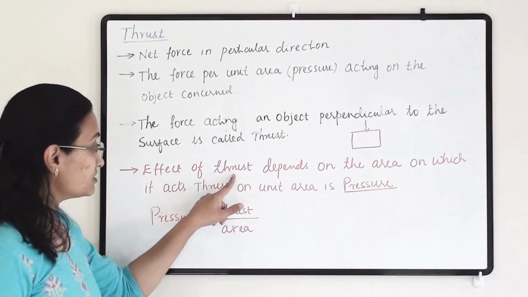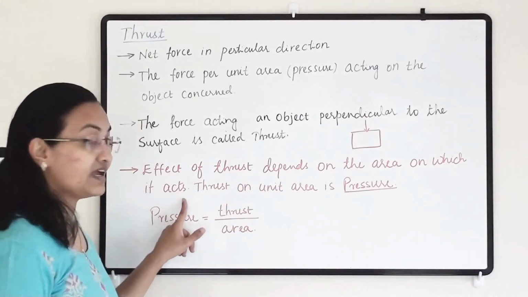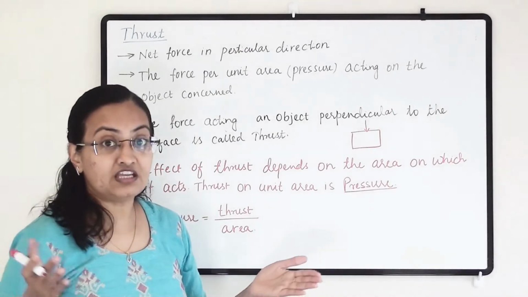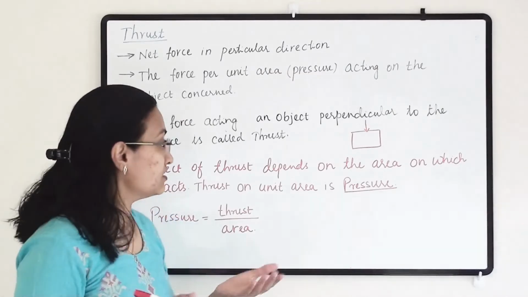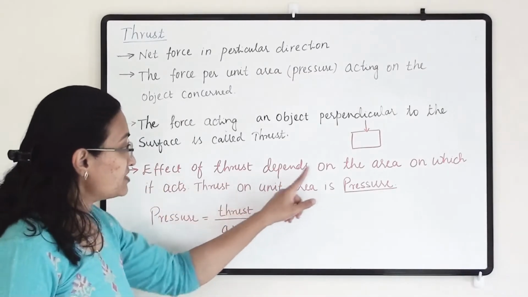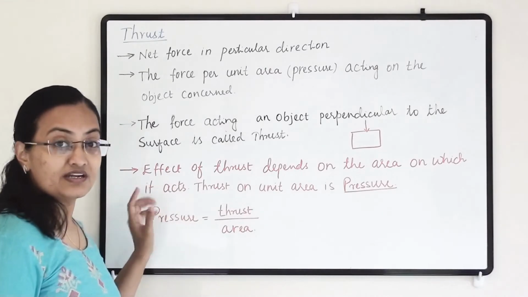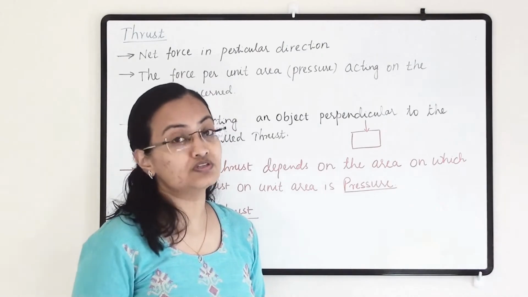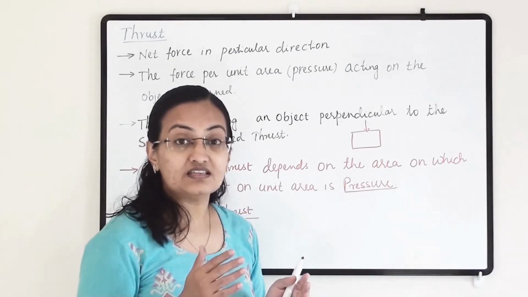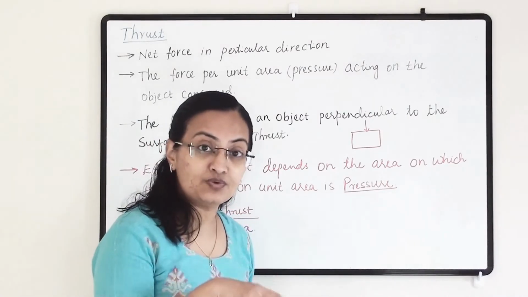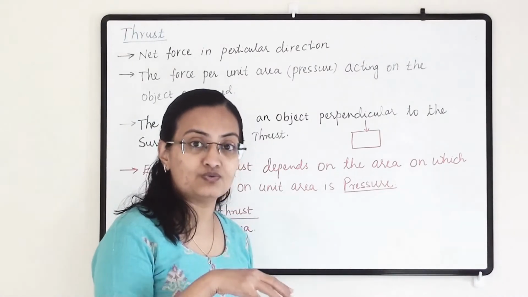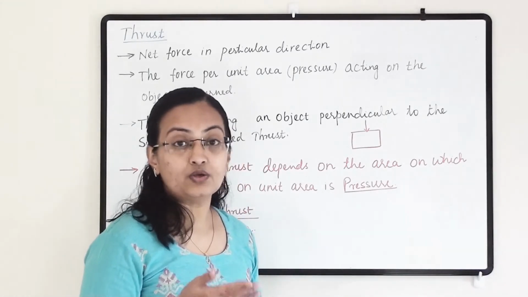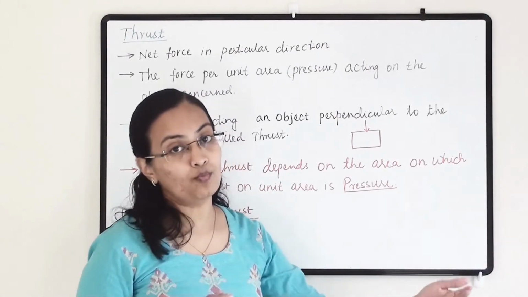Now, the effect of thrust depends on the area on which it acts. If the area is small, the effect is larger. If the area is large, the effect is lesser. To understand this, let us consider a situation where we are standing on loose sand. Loose sand means it is loose in a way that your legs will go inside. Imagine you are on a beach, and your legs go in up to the ankle or above.